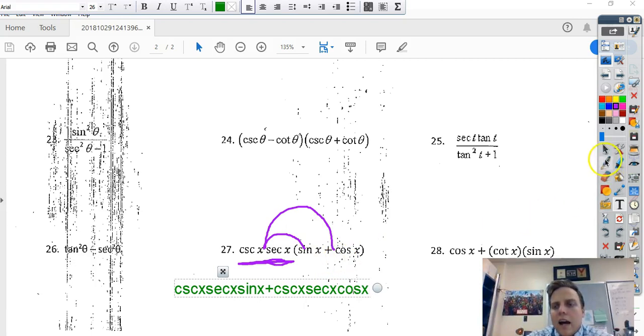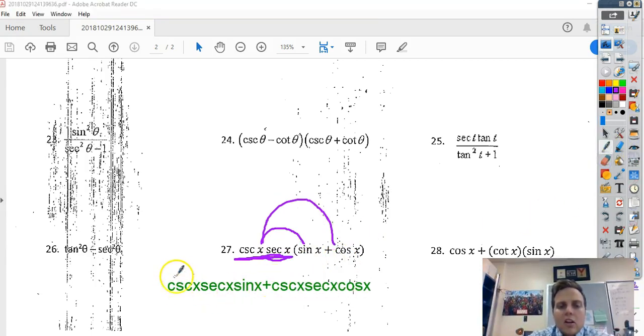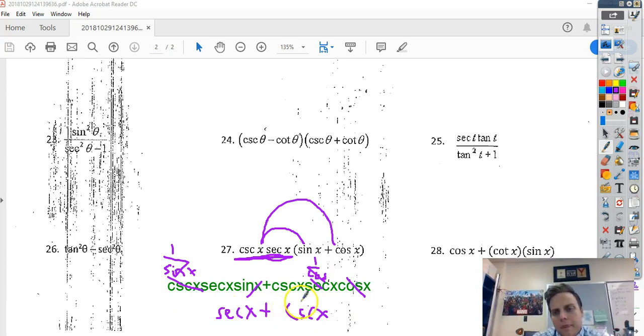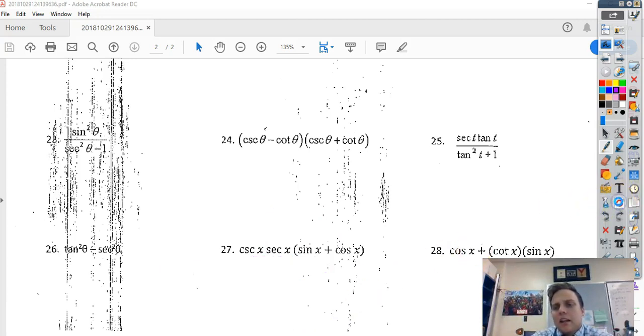Well, now I have some stuff I can do. I know that cosecant is really just 1 over sine. And if you remember earlier, we talked about how when you're multiplying, the order doesn't really matter. So this sine and this 1 over sine can cancel each other out, and you're left with just secant. So secant x plus, and then over here, secant is really the same thing as 1 over cosine, and it gets to multiply with this cosine, so they cancel each other out, and you're left with cosecant. And that's as far as you can go. There's your answer.